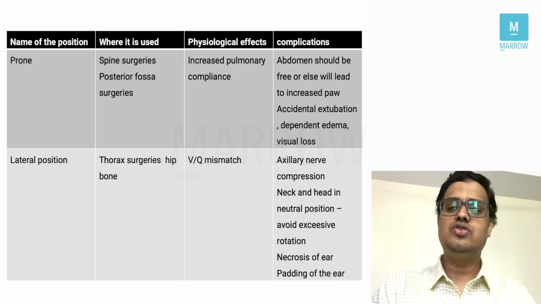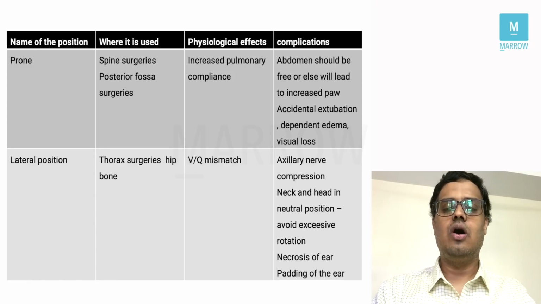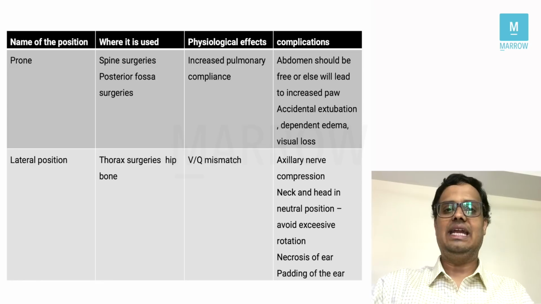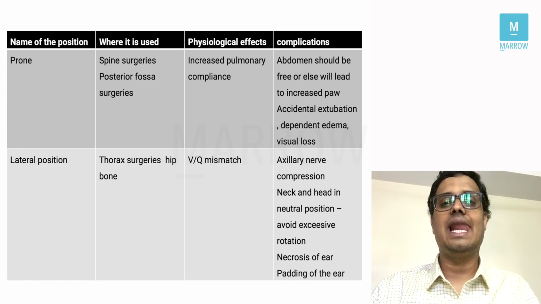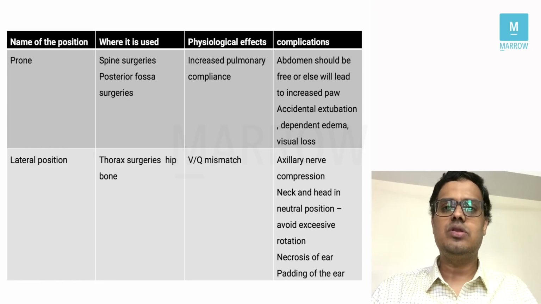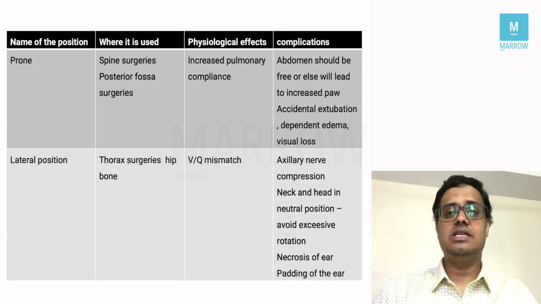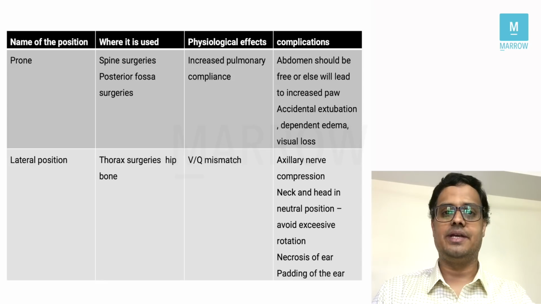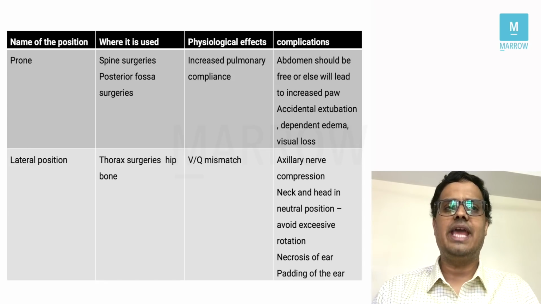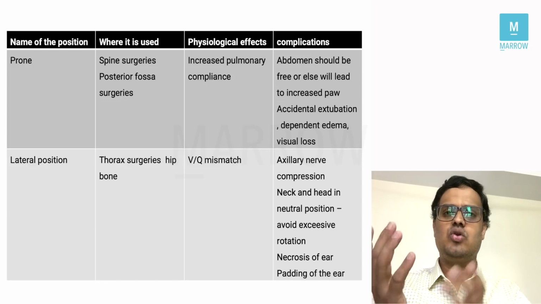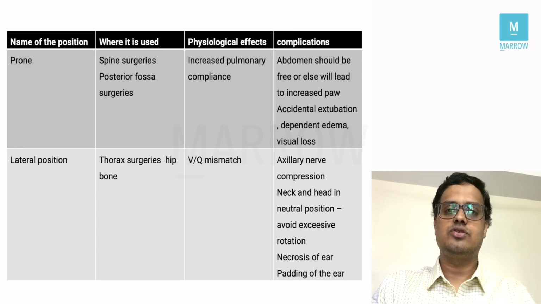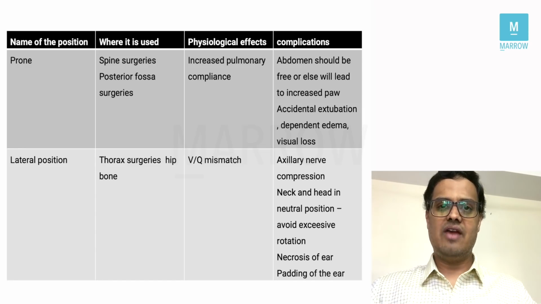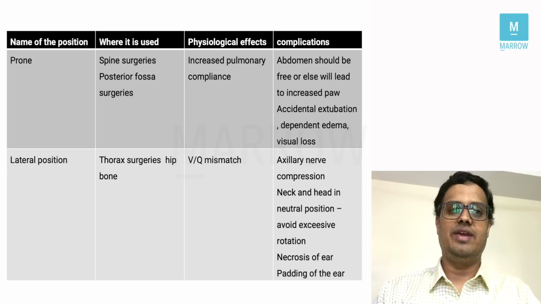The abdomen should be free, because if you compress the abdomen, it will push the abdominal contents upward and reduce my lung compliance. When a spine surgeon is operating, compression of the abdominal cavity also increases bleeding because of venous engorgement. Right? So the abdomen should always be kept free. The bolsters should be kept one on the thoracic cavity and the second on the pelvic cavity.